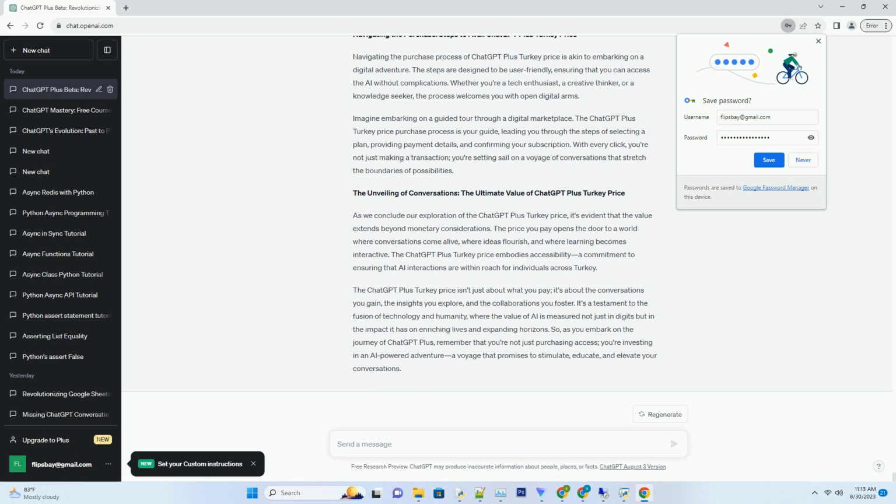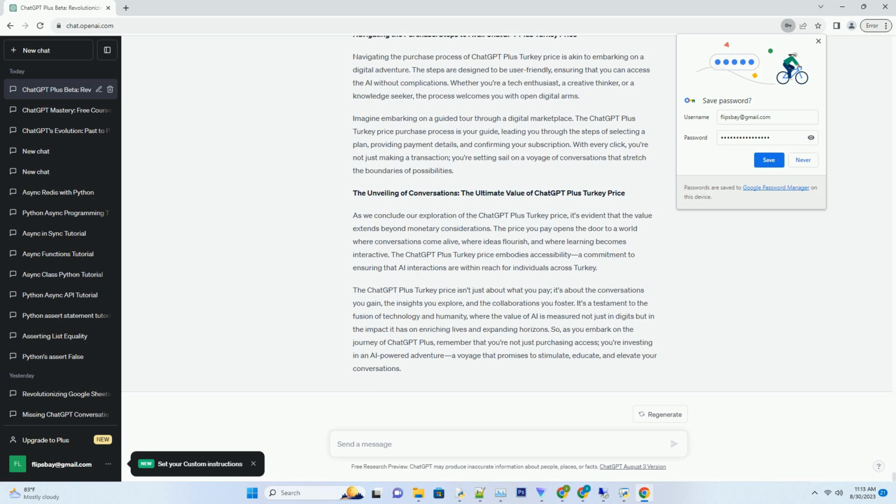Imagine embarking on a guided tour through a digital marketplace. The ChatGPT Plus Turkey price purchase process is your guide, leading you through the steps of selecting a plan, providing payment details, and confirming your subscription. With every click, you're not just making a transaction, you're setting sail on a voyage of conversations that stretch the boundaries of possibilities.